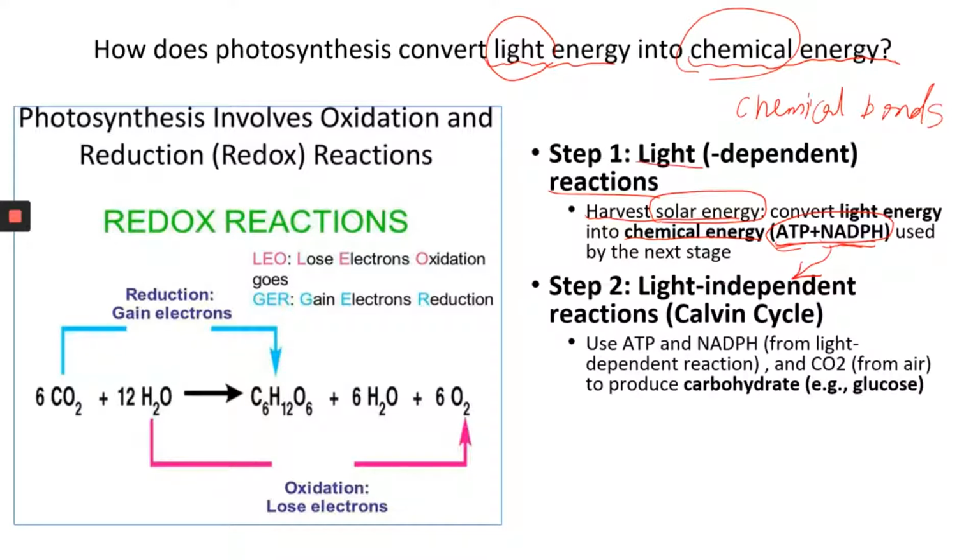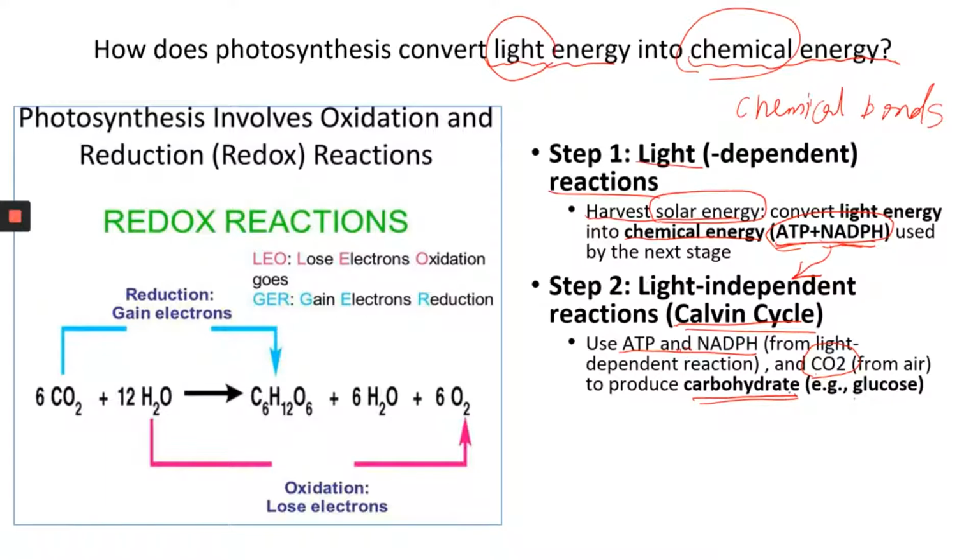So another name, some people also call it the Calvin cycle. In this cycle, you are going to use the ATP and NADPH produced from step 1 to make carbohydrates, glucose. And in this process, you also need CO2, carbon dioxide. So you're going to need energy and electrons, and then you're going to need carbon dioxide.